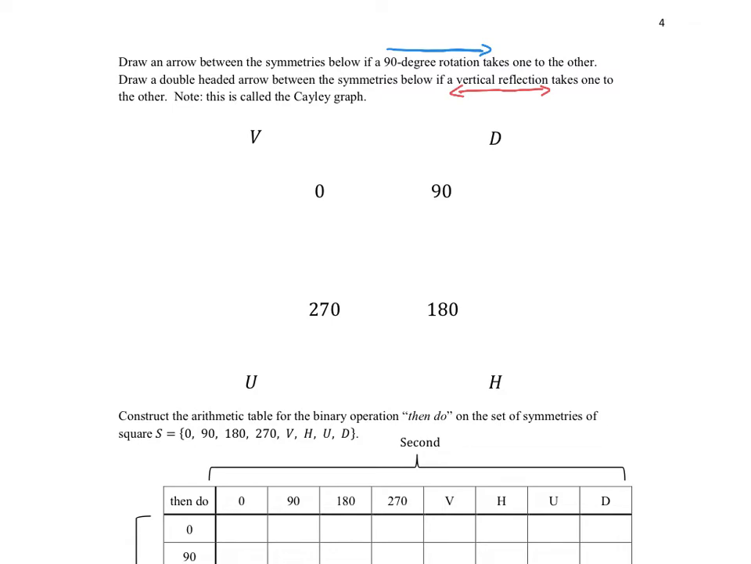Okay, and then we'll think about all of the ways that we can travel from one symmetry to another using these symbols, either the blue or the red. So from 0, if you start at 0 and you rotate by 90, you get to 90. If you do another rotation by 90, you get to 180. Another 90 to 270, another 90, back to where you started. Okay, and if you're at 0 and you do a vertical reflection, you land at the motion of V.